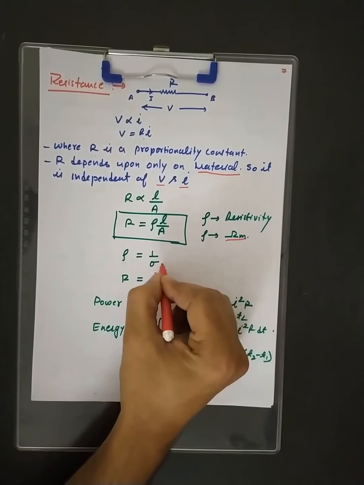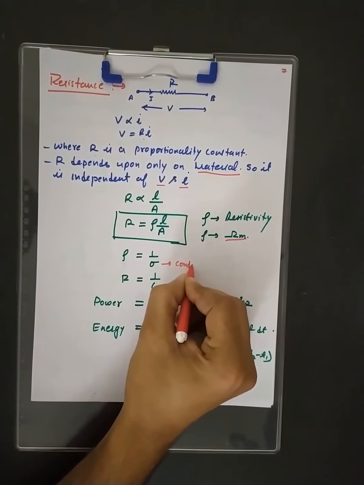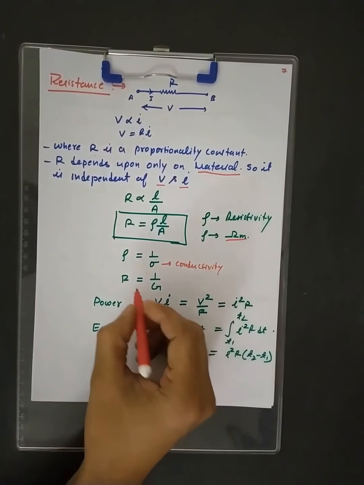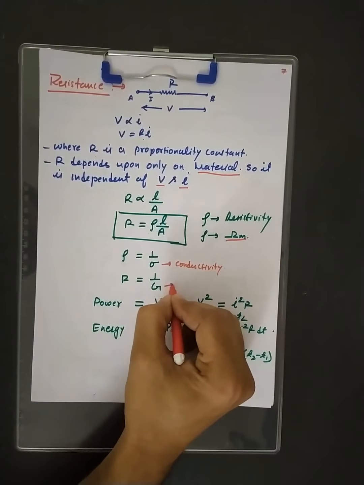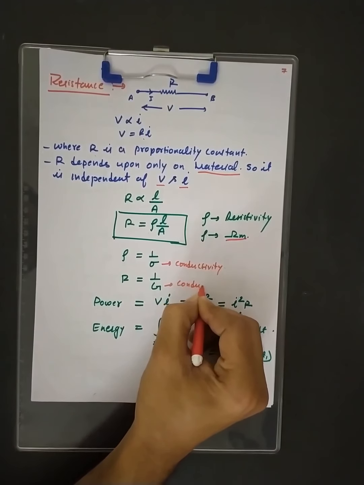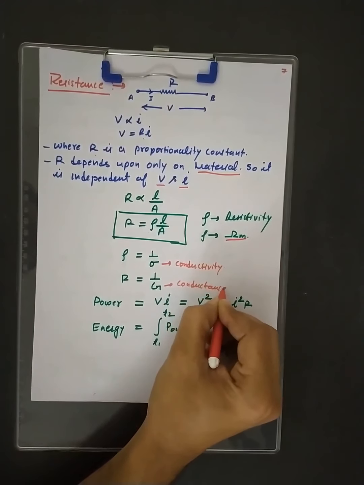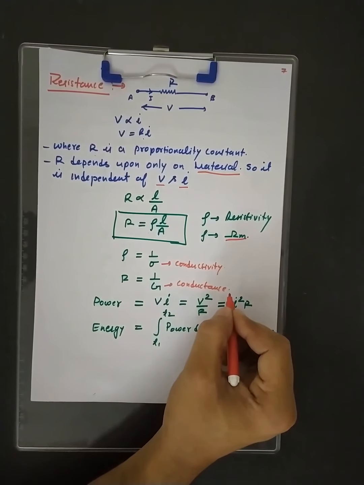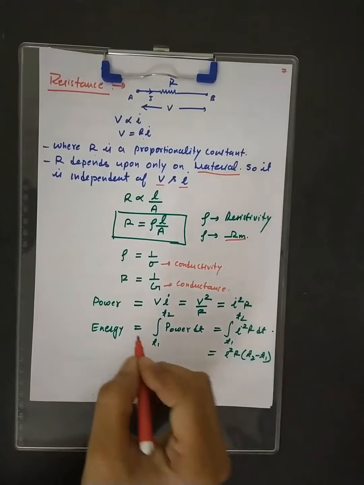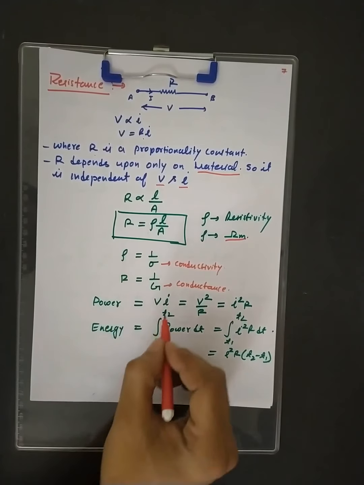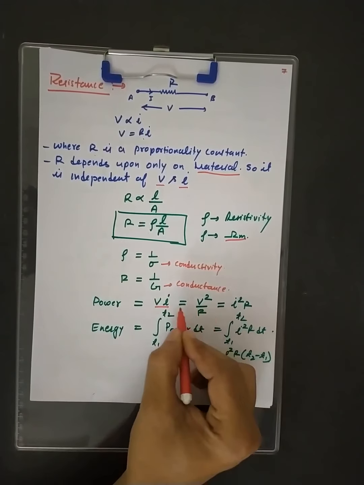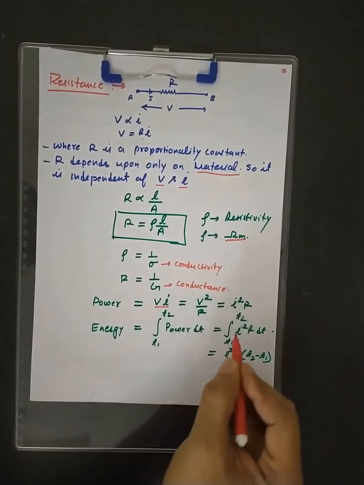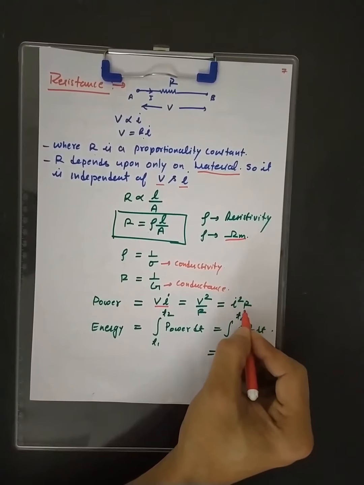Resistivity is inversely proportional to the conductivity, right? And resistance is inversely proportional to the conductance, right? The unit of conductance is mho, just the reverse of resistance. Power across a resistance is given by voltage into current, and that can be written as V square upon R if you put I equal to V upon R here, and similarly in the form of current.